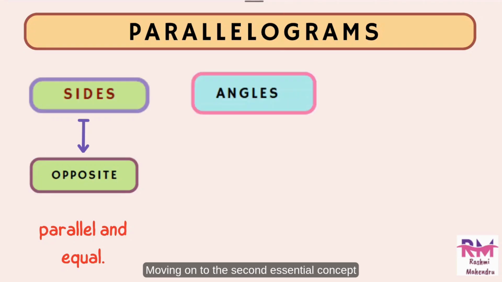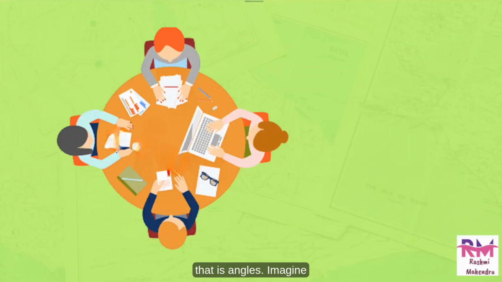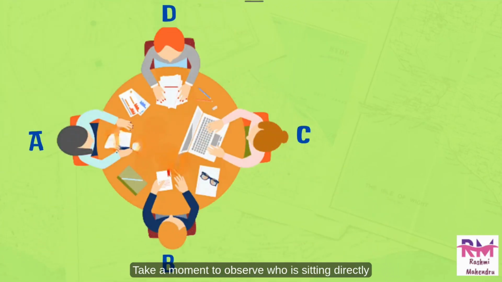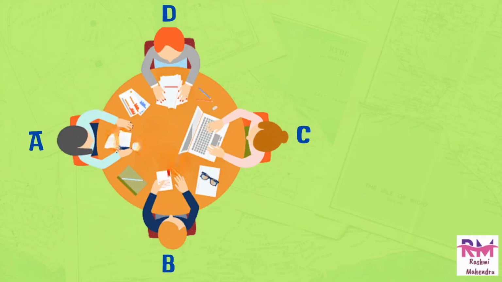Moving on to the second essential concept, that is angles. Imagine four friends are sitting around a table A, B, C and D. Take a moment to observe who is sitting directly opposite to A.